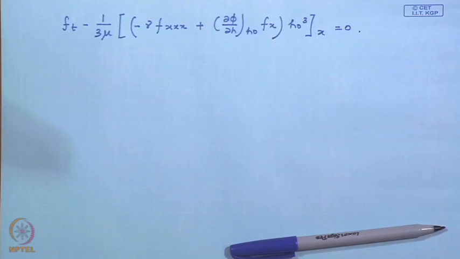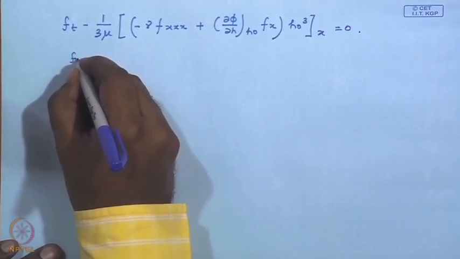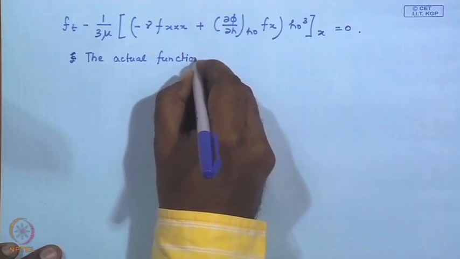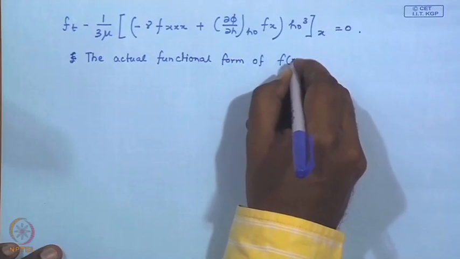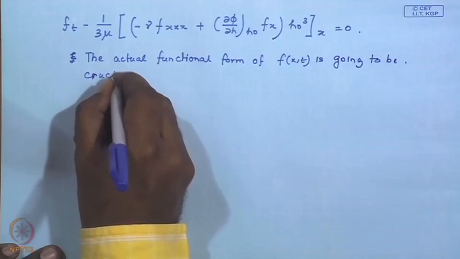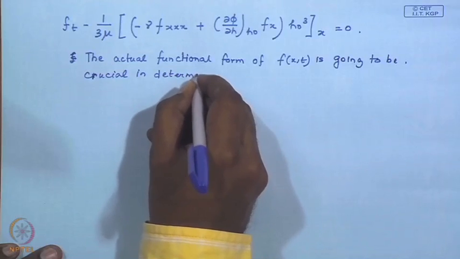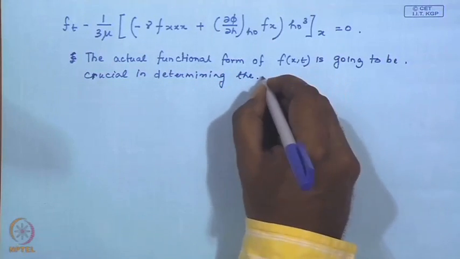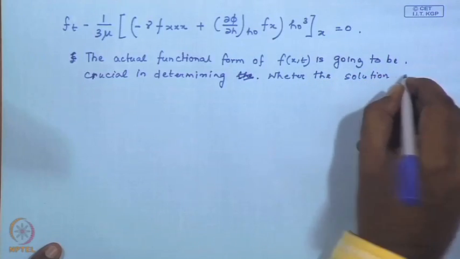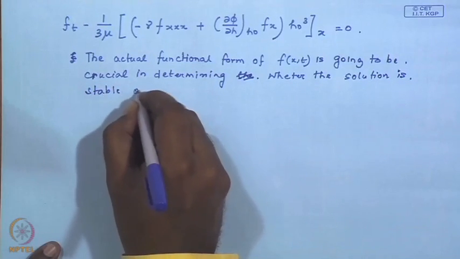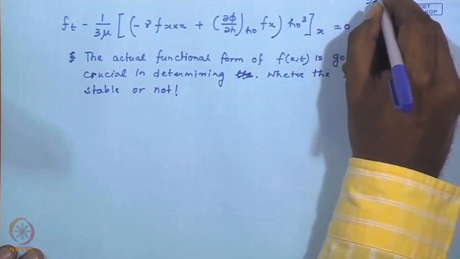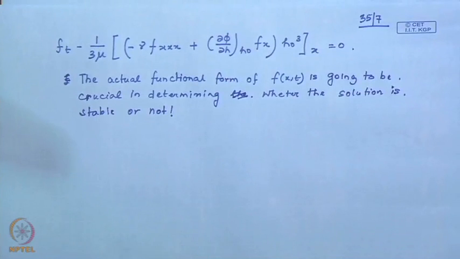Now, one can understand that the actual functional form of the function f(x,t) is going to be crucial in determining whether the solution is stable or not, and therefore, we need to choose an appropriate perturbation function, which can test the stability of a film.